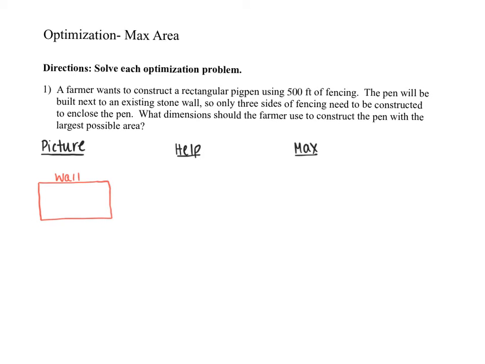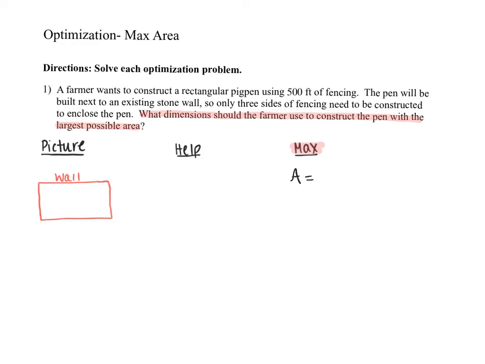And they want to know what dimensions the farmer could use to construct a pen with the largest possible area. So this part right here, when they're asking you to maximize something, the largest possible area, goes into your maximization equation. We know that the area of a rectangle is length times width, so I want to maximize that area.